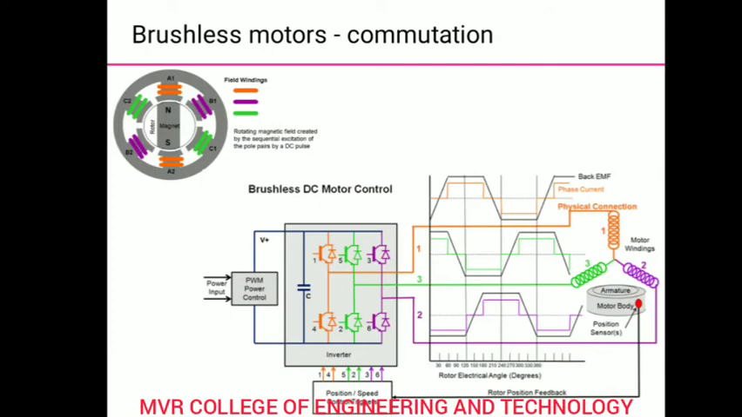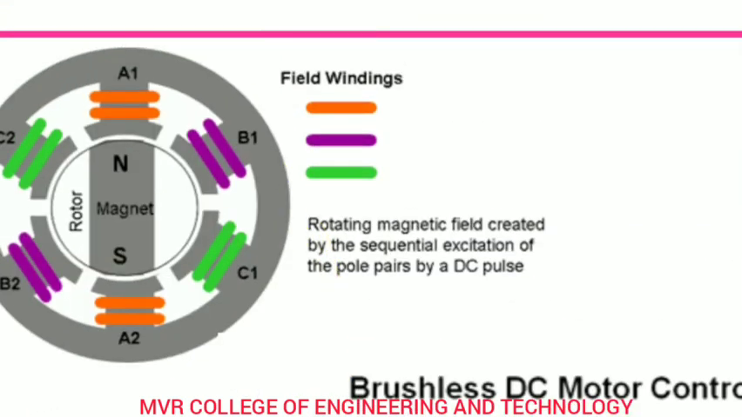Here you can see the brushless motor commutation. So the commutation will be given here. You can see the stator. If you see the stator, there are A1 A2, B1 B2, and C1 C2 windings. Directly we will not give the supply to the motor. The supply is given to the stator, so there is a commutation process in order to give the supply. Observe carefully: A1 A2, B1 B2, C1 C2.